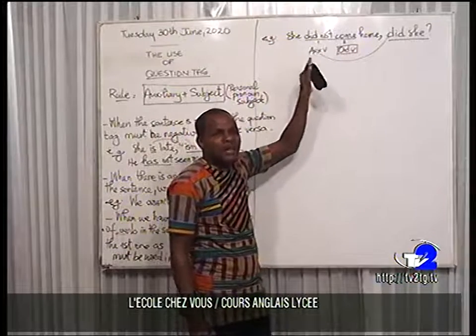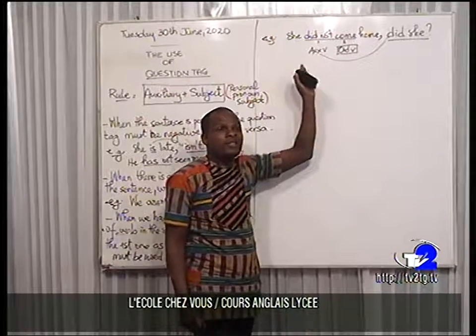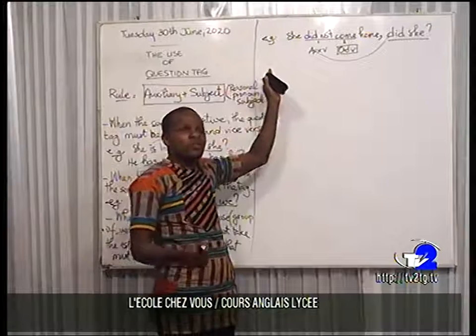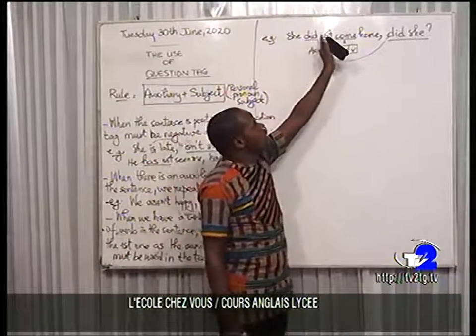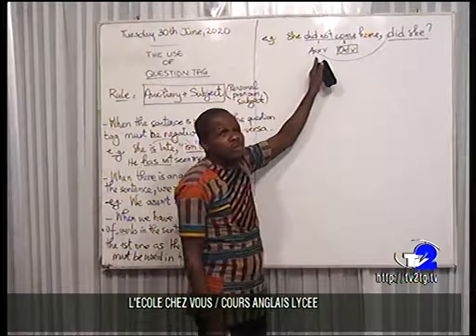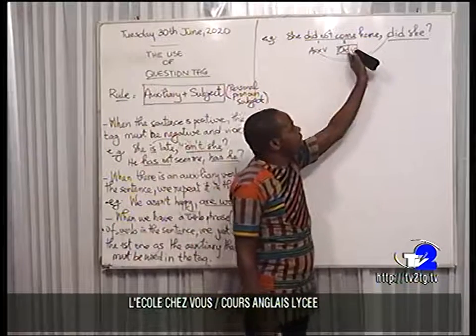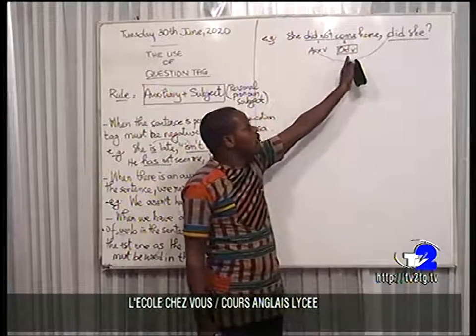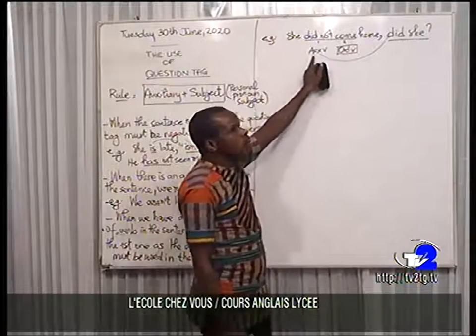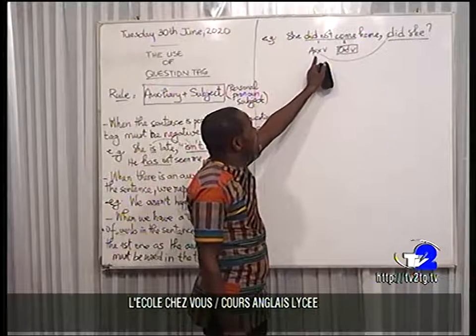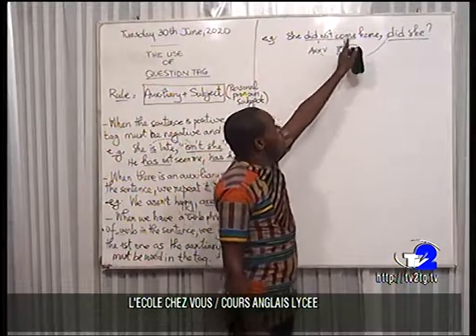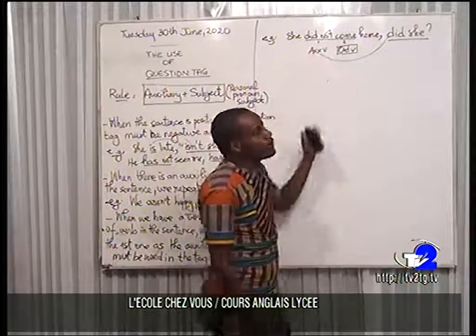I mean, two finite verbs. A finite verb is a verb that is conjugated in a tense. So we have two verbs here. The first one is the auxiliary verb, and the second one is the ordinary verb. Don't form your question tag with the second one, but the first one.